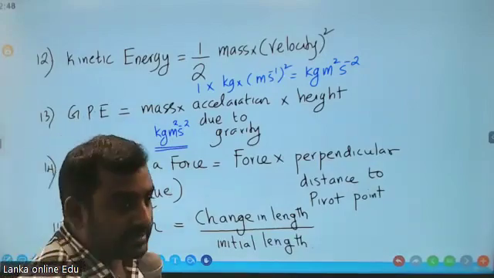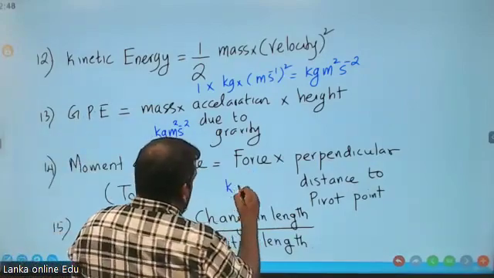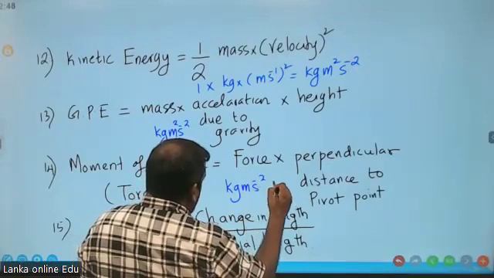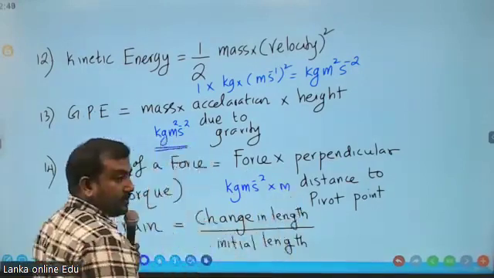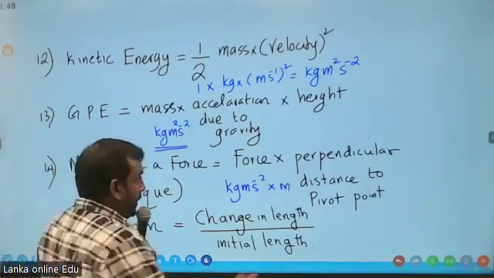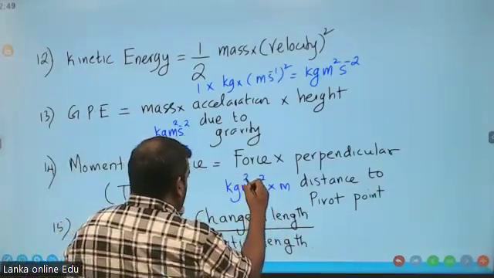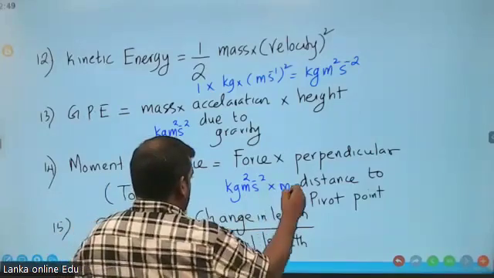Moment of a force. Force is kg m s minus 2 into distance m. Now what? Meter multiplied by meter, meter squared. So there you go, the units.